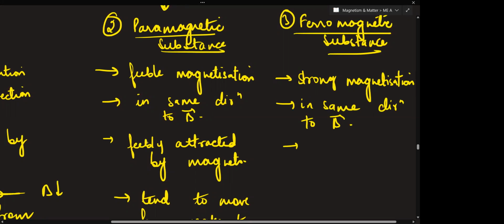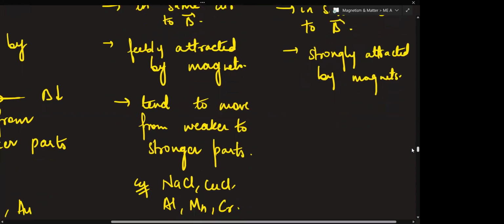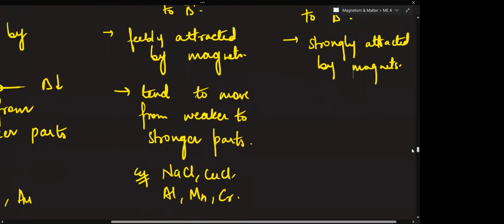They are attracted, but the difference will come: they are strongly attracted by magnets. What happened to the first one, diamagnetic? They are feebly repelled. Paramagnetic are feebly attracted, and ferromagnetic are strongly attracted by magnets. They move from weaker to stronger parts.